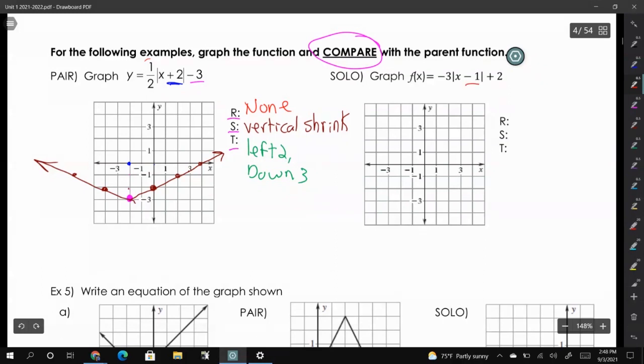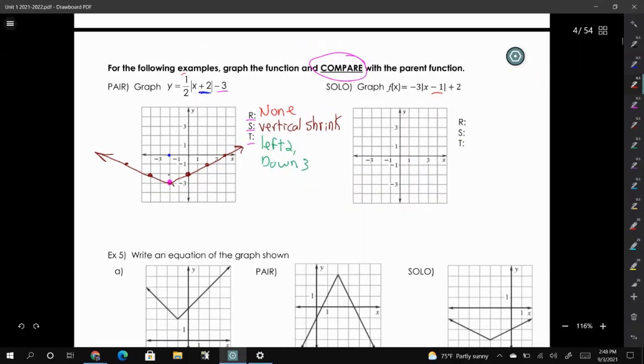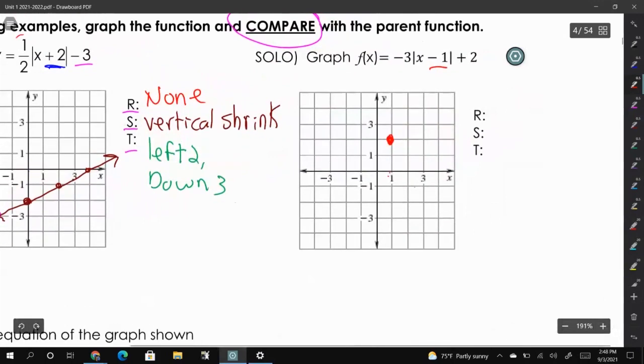This one over here, we have a -1, so we're going to go right 1, and a +2 means we're going to go up 2. So there is our vertex. It is right 1 and up 2. We have a negative in front, so that means we are going to have a reflection over the x-axis.